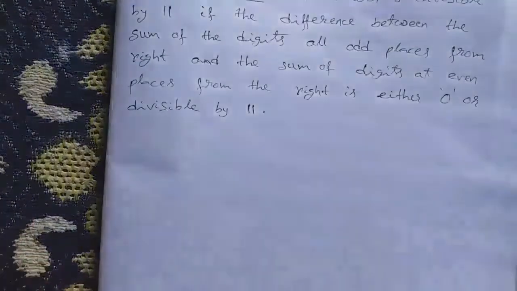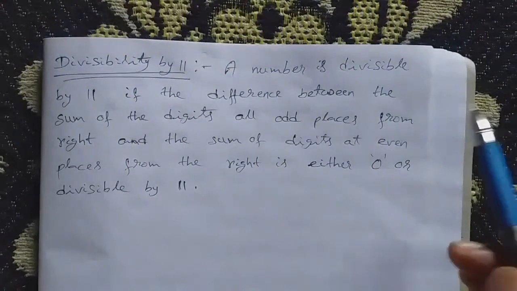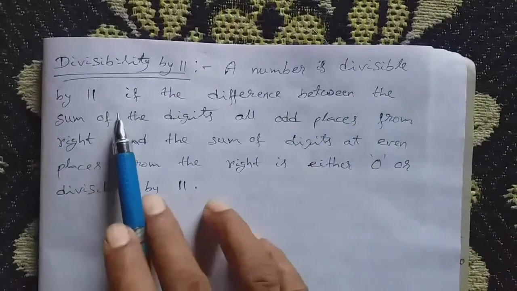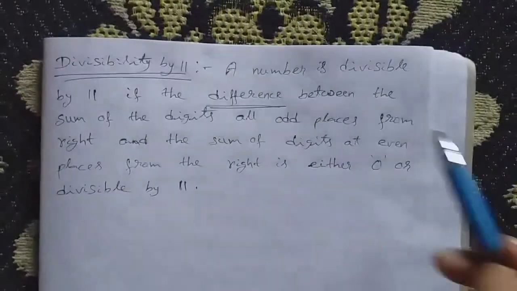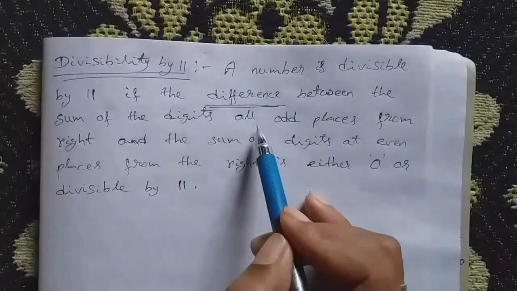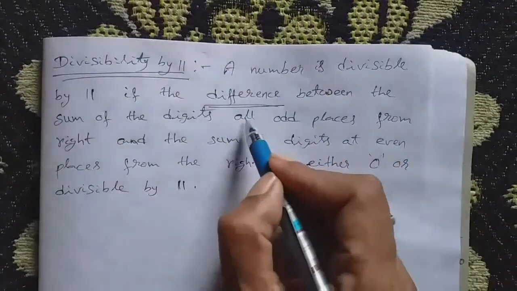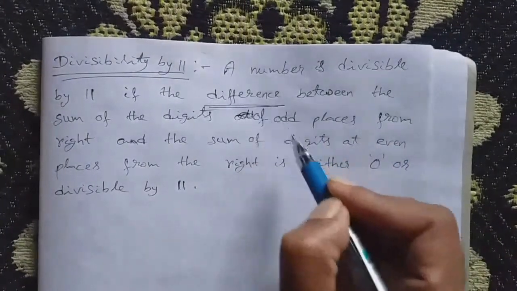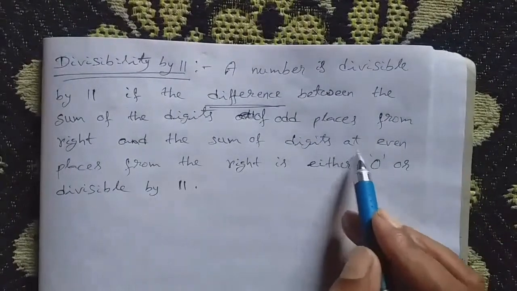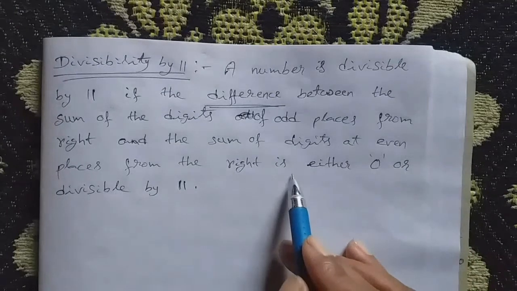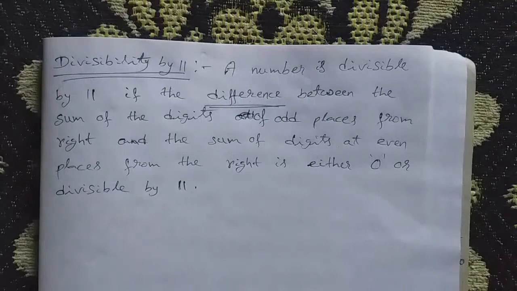And last, the divisibility test by 11. Here is the rule. A number is divisible by 11 if the difference between the sum of the digits at odd places from the right side and the sum of the digits at even places from the right side is either 0 or divisible by 11. What is the meaning?